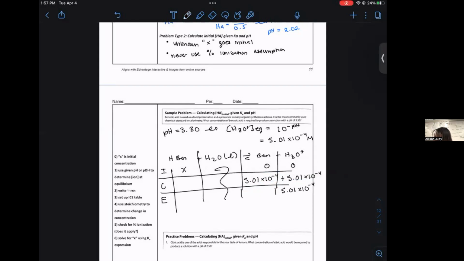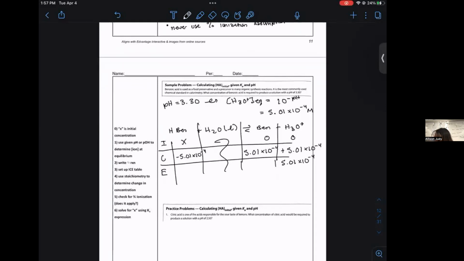Okay. And that also means that I have subtracted 5.01 times 10 to the negative 4th from my original initial acid amount that I'm trying to figure out, because stoichiometrically speaking, it's a 1-to-1-to-1 ratio change. So then I get that my equilibrium concentration of deprotonated benzoic acid is 5.01 times 10 to the negative 4th, and my equilibrium value of the initial acid is x minus 5.01 times 10 to the negative 4th.